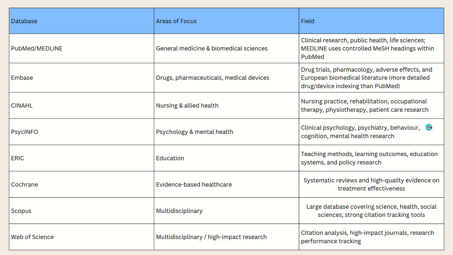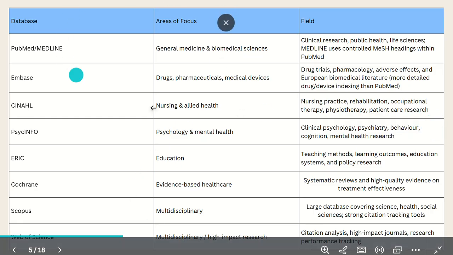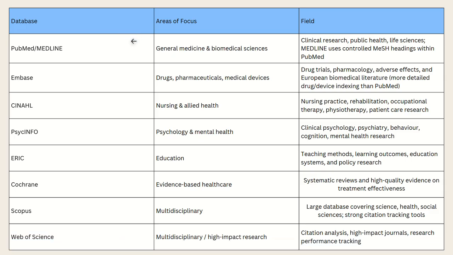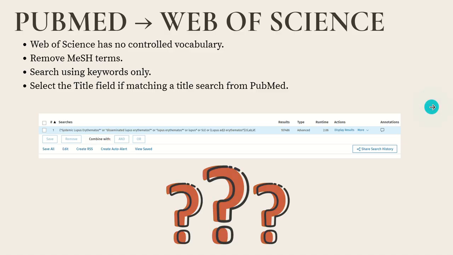And this is again a review of the table that we had with the name of the databases, which is listed here, the area of focus, and the field that they would be focusing on when you target a specific database. It's there for your reference. So now let's look at an example.